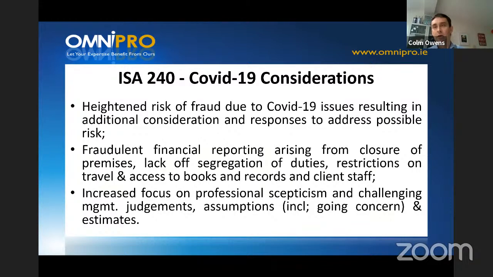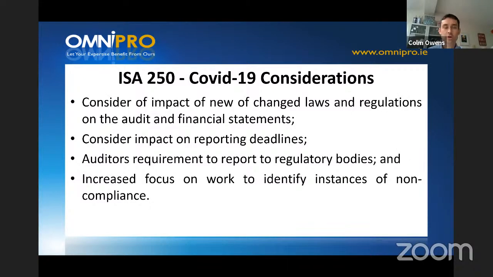Big time going concern, their estimates, impairment of assets, various things like that. And then a couple of small points probably on 250. There's going to be a requirement, an increased focus from reviewers, the likes of me, looking at what additional work you've done for non-compliance with laws and regs.